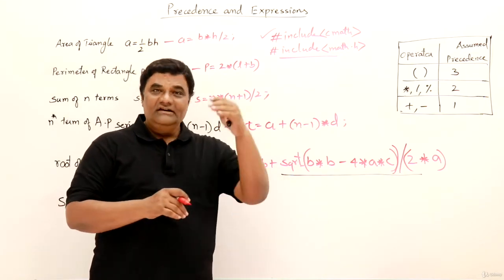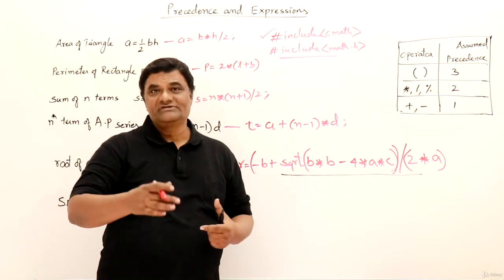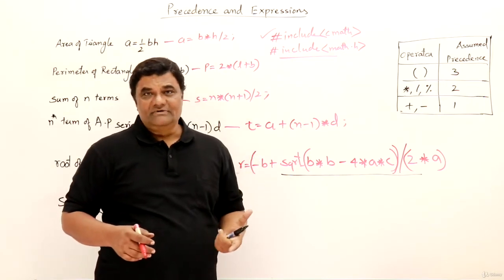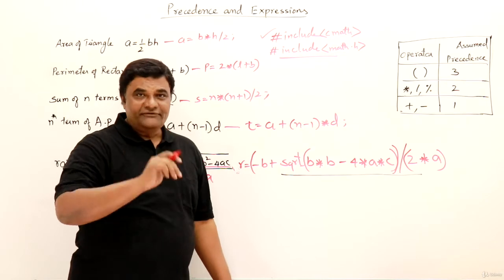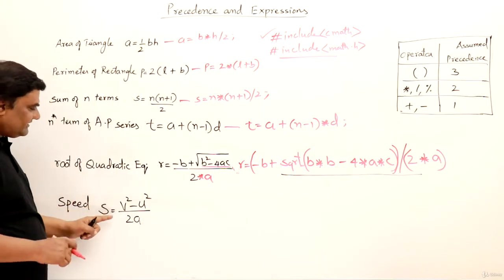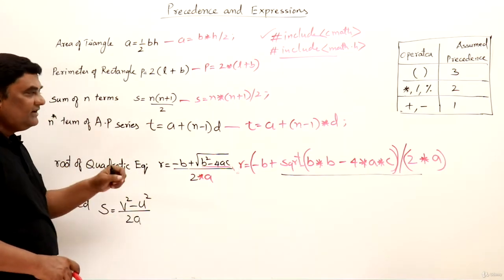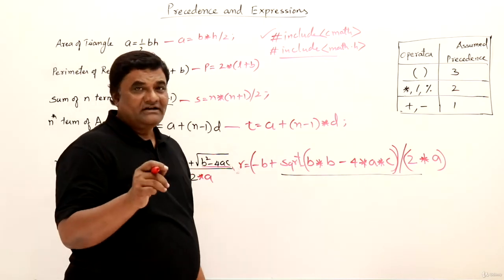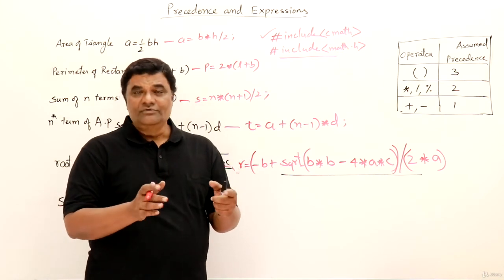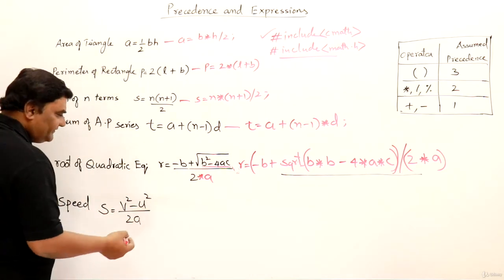Now we have done enough examples to understand how to write expressions. Now the same expressions we will use in programs, right? So in the following videos, we will write the program for each of these formulas. Then one last formula, this one, that is speed. Speed can be calculated as final velocity square minus initial velocity square by 2 into acceleration. So here v square and u square are used. I can write v into v or u into u. Otherwise I can use the power function. So let us use both methods.